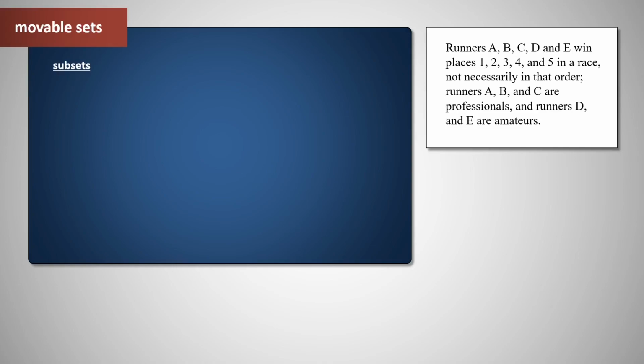Looking at the game over on the right, we see that it says that runners A, B, C, D, and E win places 1, 2, 3, 4, and 5 in the race, not necessarily in that order. So A through E are going to be placed in orders 1 to 5. And then it tells us that runners A, B, and C are professionals, and runners D and E are amateurs.